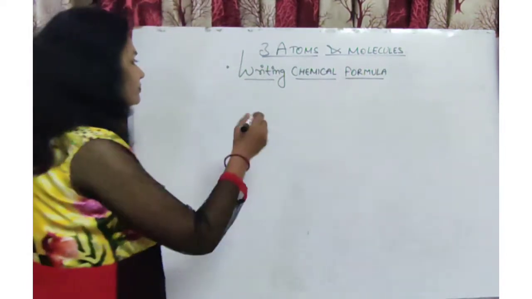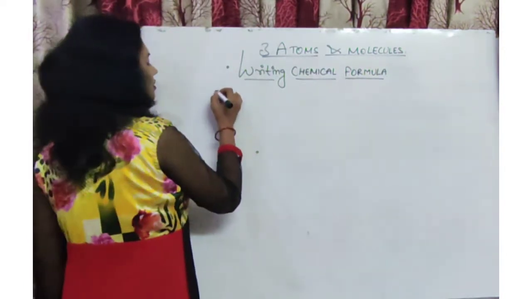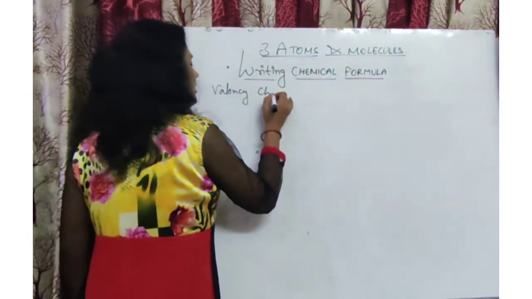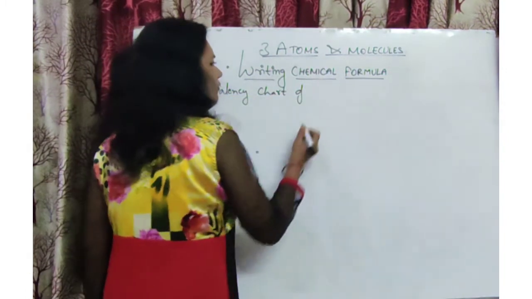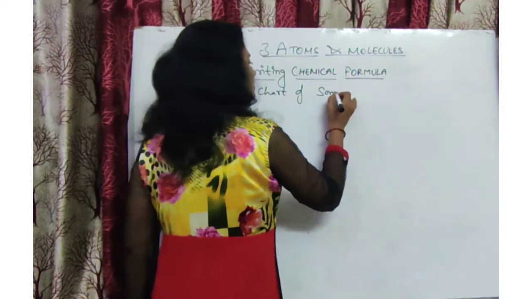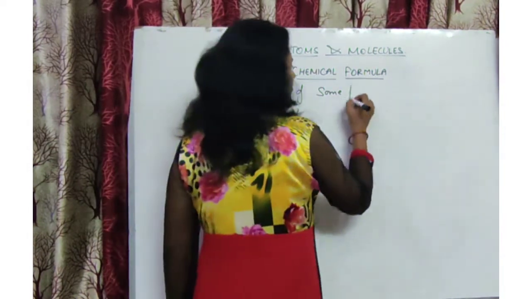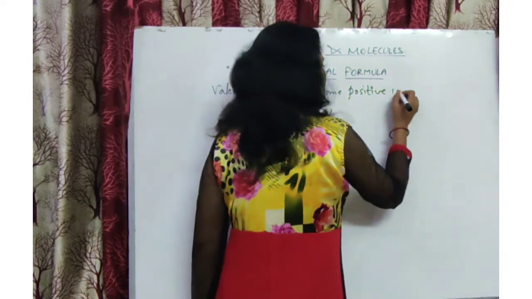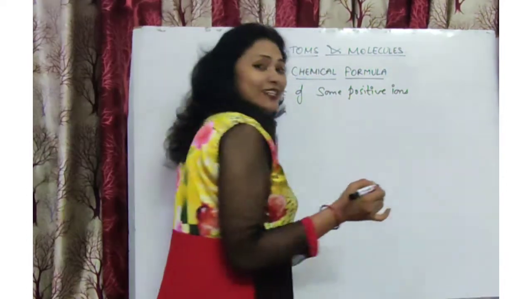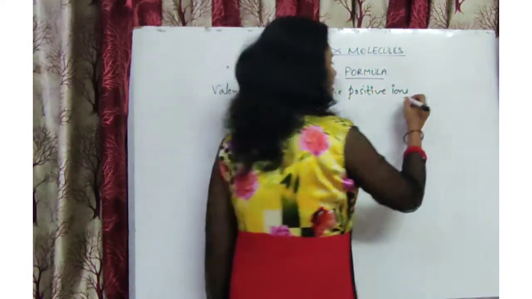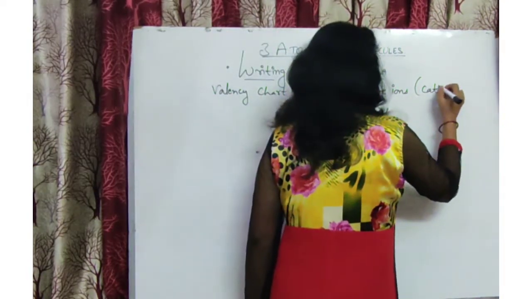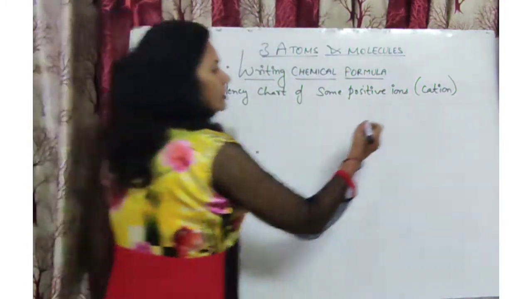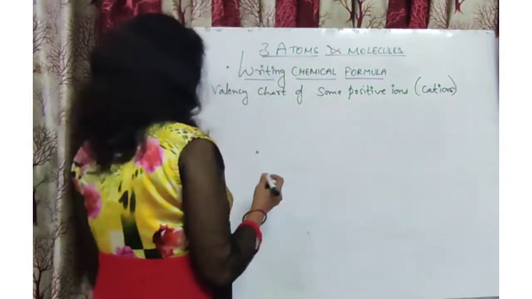So let's do a valency chart of some positive ions. Do you know what are positive ions? Positive ions are cations. So you can write here, we will write cations. Okay. So cations we can write.